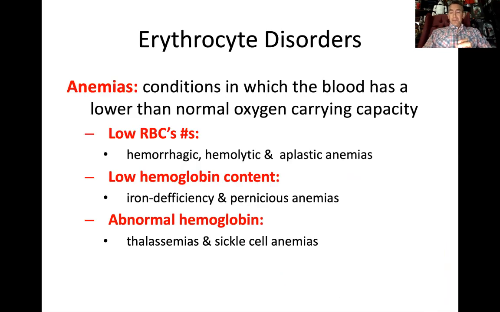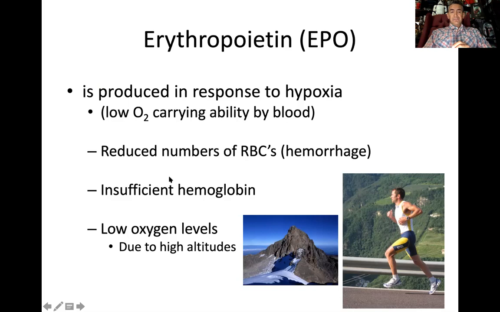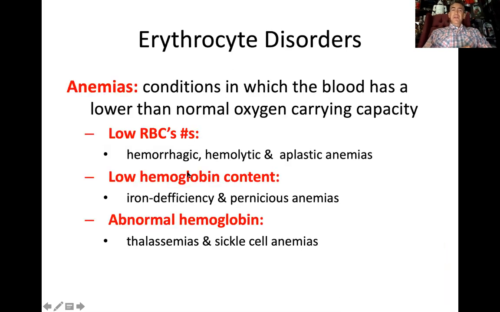So, all right, let's revisit some of these hypoxic situations, right? What can cause hypoxia? We said all of these can, right? And all of these can trigger EPO, but specifically, there can be some disorders, right? There can be some flaws, some problems with the actual erythrocyte. So anemias are a collective term. There's different types of anemias. It's not just one thing. So anemia is a condition in which the blood has a lower than normal oxygen carrying capacity.